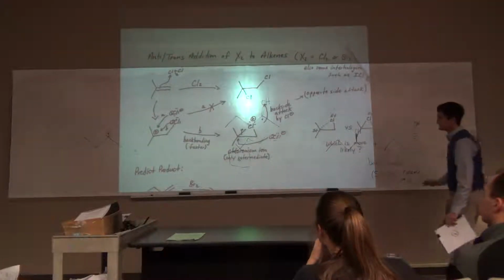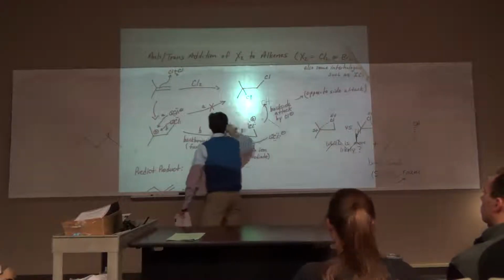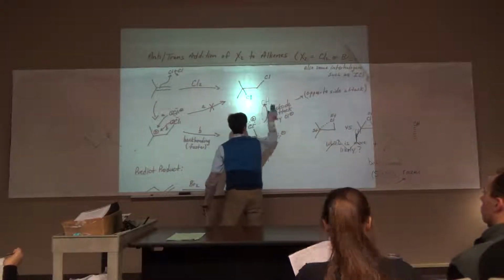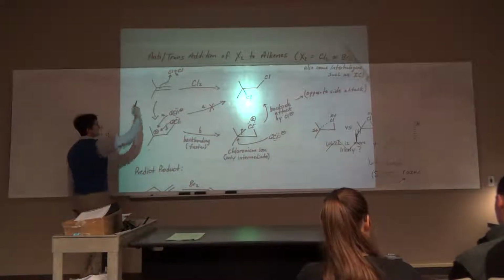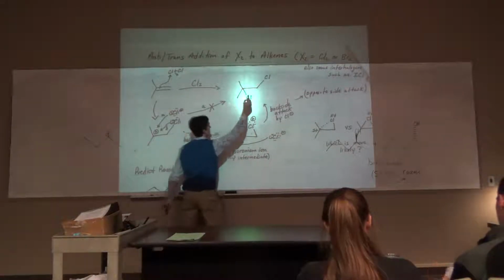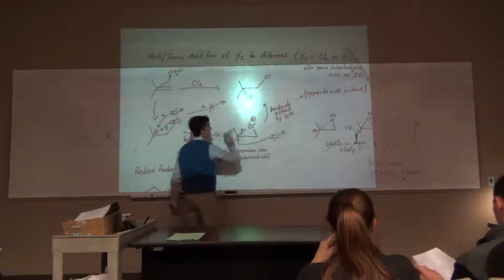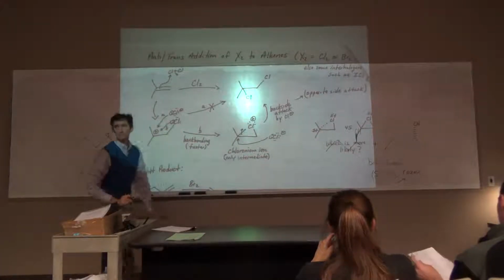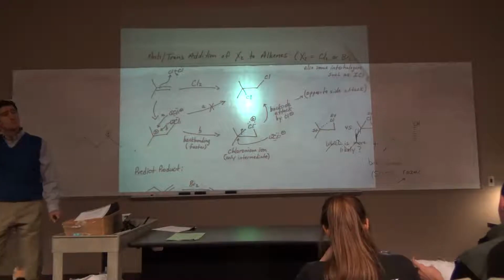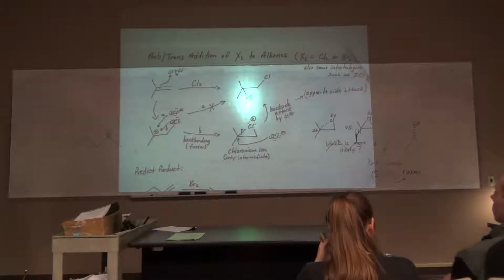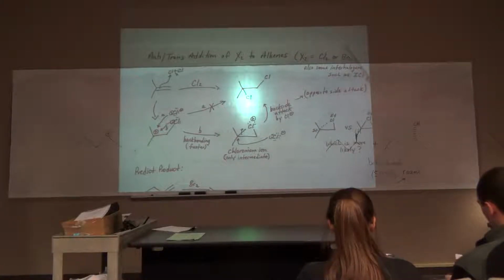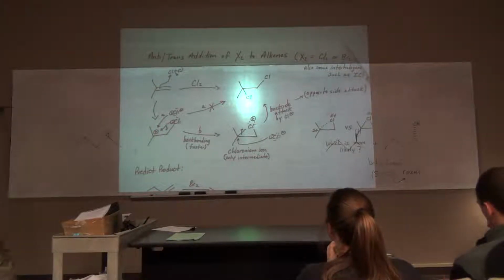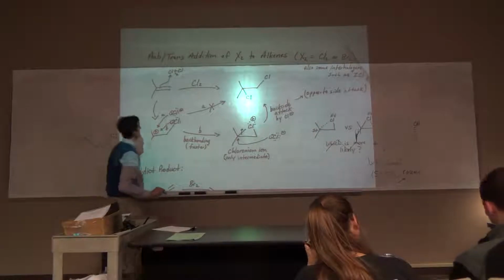Back over here. So we can add halogen 2 across the pi bond to get a dihalide. It will be vicinal. What does vicinal mean? You make sure you know what vicinal means. Let's look at the mechanism.